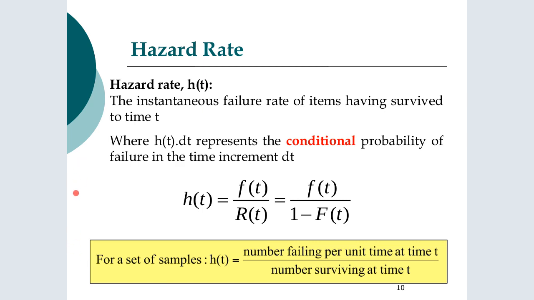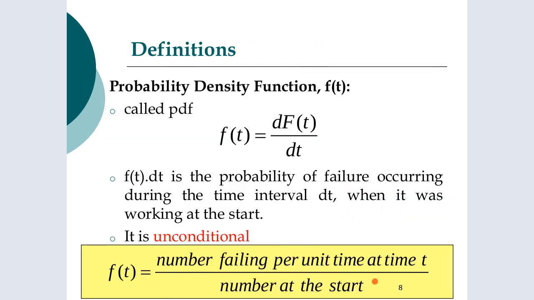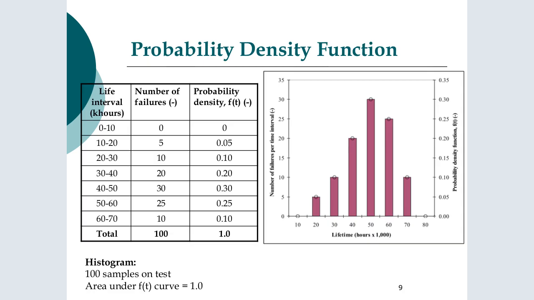So that concludes the PDF. The last parameter we want to cover is the hazard rate, h of t. And this now is conditional. So it is the instantaneous failure rate of items having survived to time t. It's defined as the number failing per unit time at time t divided by the number surviving at time t. Whereas when we looked at the PDF, it was the number failing per unit time at time t. So again, the same thing, but based on numbers at the start. So that's the difference between the conditional and the unconditional.